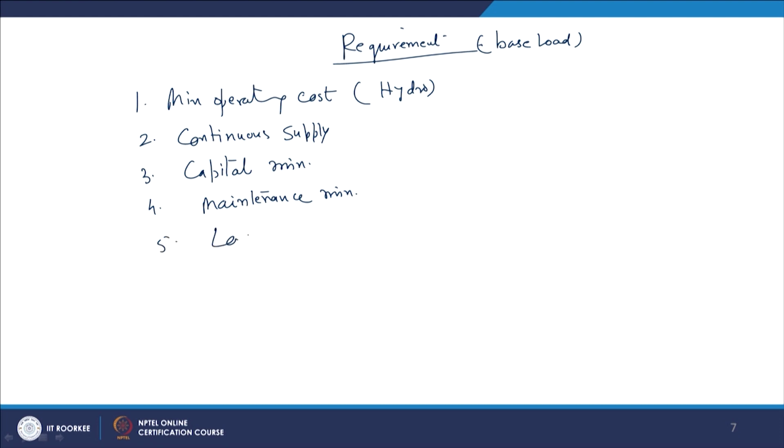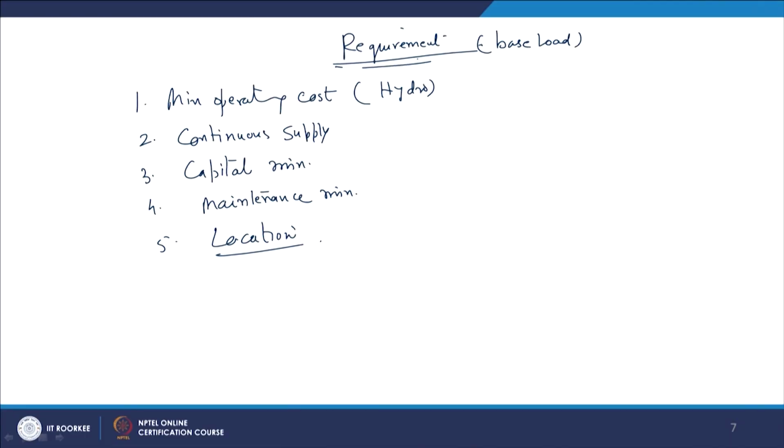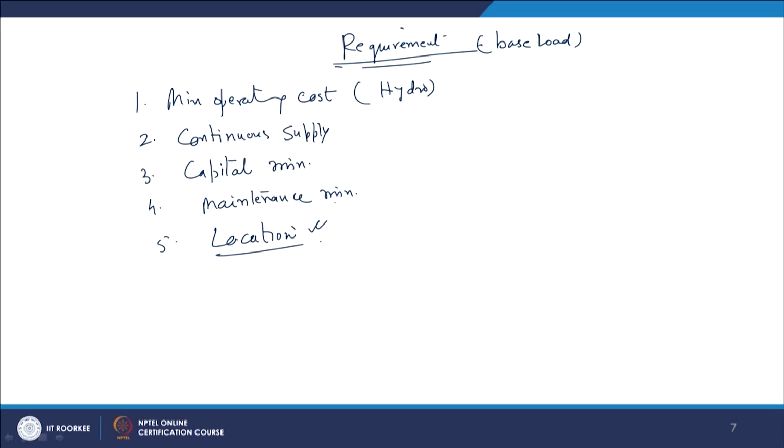5. Location. Now, a base load plant should be close to the load. That goes against hydropower plants, because hydropower plants have the restriction that there has to be a continuous flow of water. The base load plant should be close to the load, otherwise transmission losses will be there. In our country, transmission losses are already 30 to 40%. So location is very important, and that restricts the use of hydropower plants in many locations. And the number of operations required should be minimum.